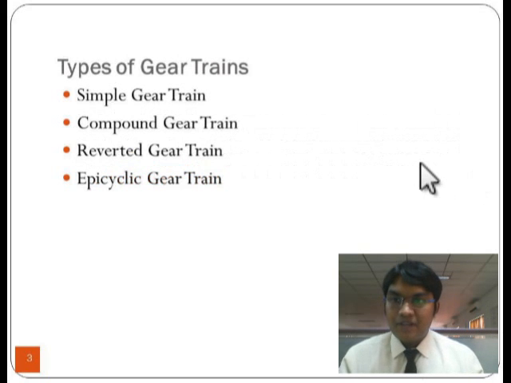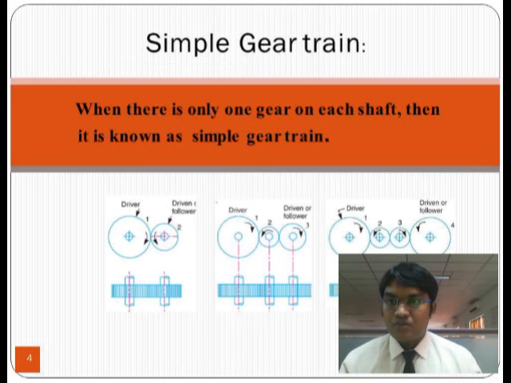Now, what are the types of gear trains that we have? The first one is called a simple gear train. The second one is a compound gear train. The third one is a reverted gear train. And the fourth one is an epicyclic gear train. We're going to see each one in detail now. First, let's move on to what a simple gear train is.